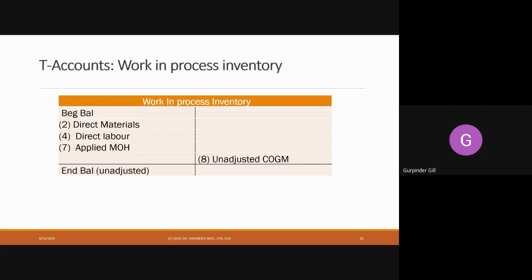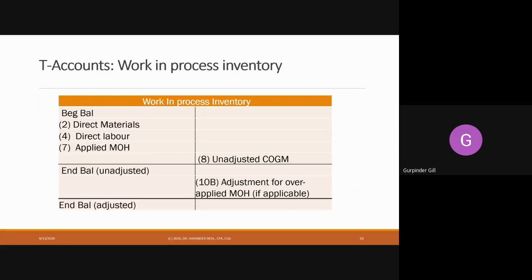But this T account is also adjusted if you do have an over applied manufacturing overhead situation. So if it was adjusted, then we will take the adjustment here. And finally, update the ending balance in our work in process inventory account. It is an asset account, so it should have an ending balance of debit.